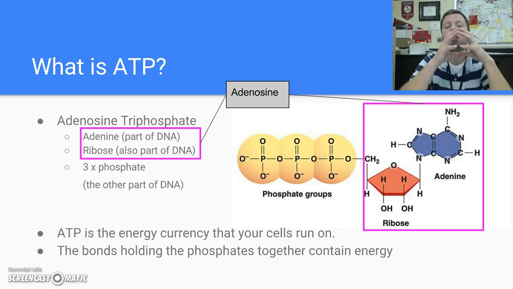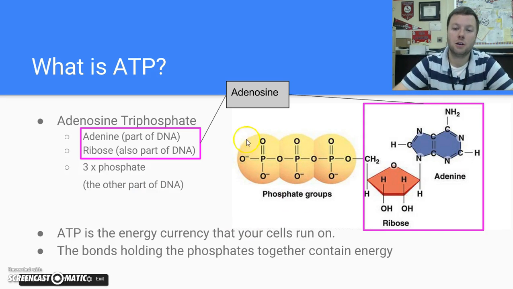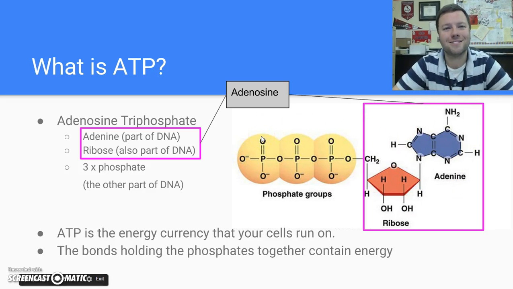So the bonds holding these phosphates together create energy. These are chemical bonds, and that's where chemical energy is found. You can see here are the phosphate groups. Together, the ribose and adenine make adenosine. So A, and then 1, 2, 3, TP.